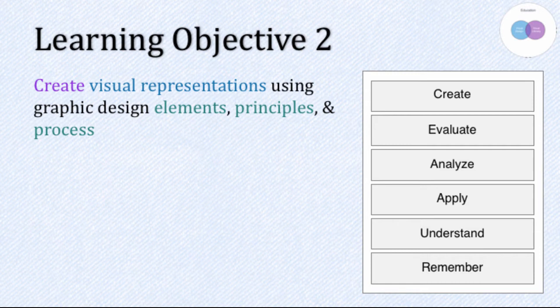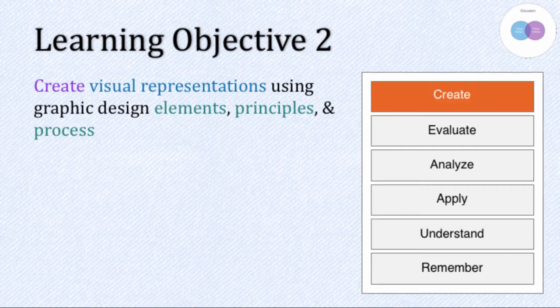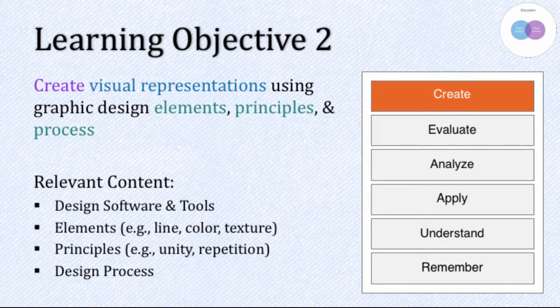Our second learning objective states that we're going to create visual representations using graphic design elements, principles, and process. Notice the emphasis on the create aspect of Bloom's taxonomy. Some of the content we're going to bring to the table related to this learning objective is learning to use design software and tools. We're going to learn about different design elements such as line, color, and texture, different design principles such as unity and repetition, and of course we'll spend a considerable amount of time learning about the process of design and how to iterate and move through a design project iteratively.